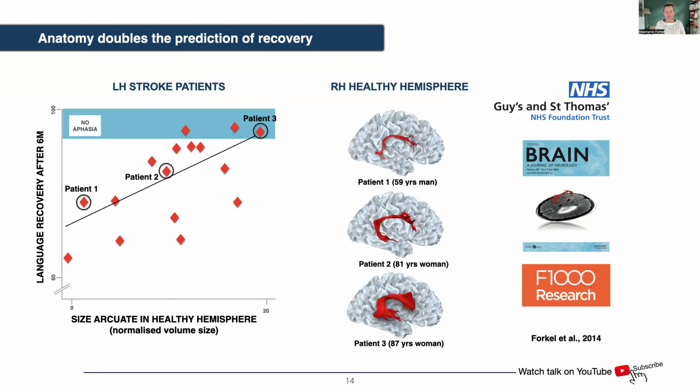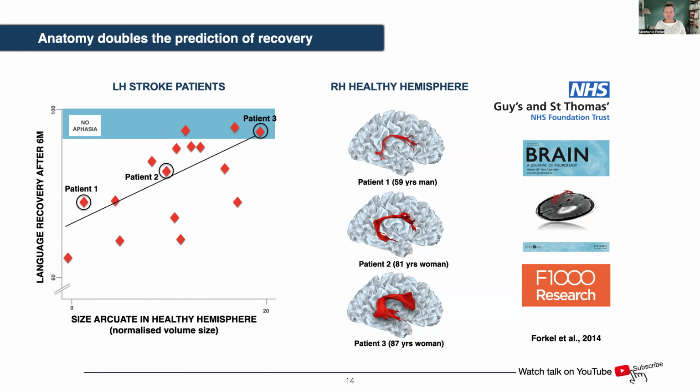And highlighting 3 patients here, we can see that patient number 1 didn't really recover language that well, and the arcuate fasciculus in the healthy right hemisphere is rather thin. Our second aphasic patient recovered slightly better, and the arcuate is slightly more prominent. Now, our third patient is, according to the Western Aphasia Battery, completely recovered, and you can see that the arcuate fasciculus in the right hemisphere is really, really prominent.